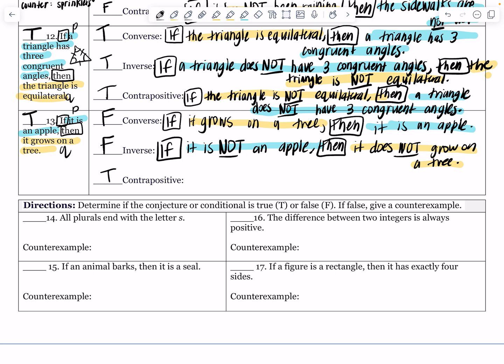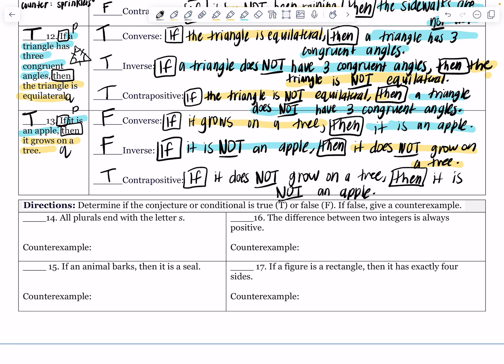Remember, the last one is the most. We switch it and we flip it, and so that's going to be if not yellow, so if it does not grow on a tree, then it is not an apple. So that was our if not yellow, then not blue. And we know that that is going to be true. If it does not grow on a tree, it can't be an apple because all apples grow on trees.